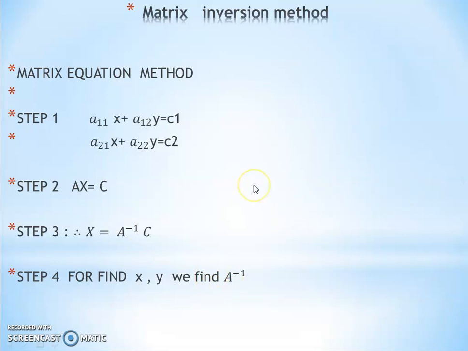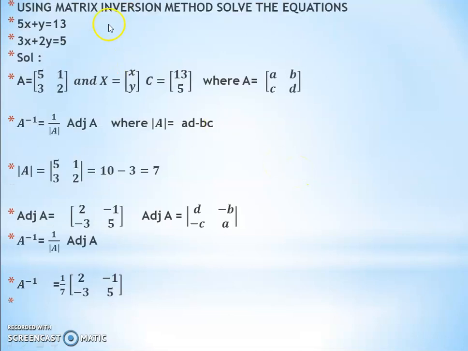So in the matrix inversion method, we need the multiplication of matrices with row and column, plus the determinant of matrices, plus the adjoint of matrices. So the matrix inversion method is the application of all the methods we have studied previously in the lectures. Let us start the example.